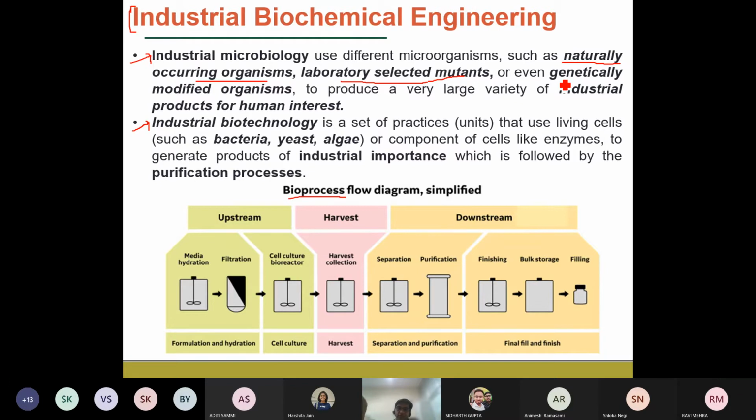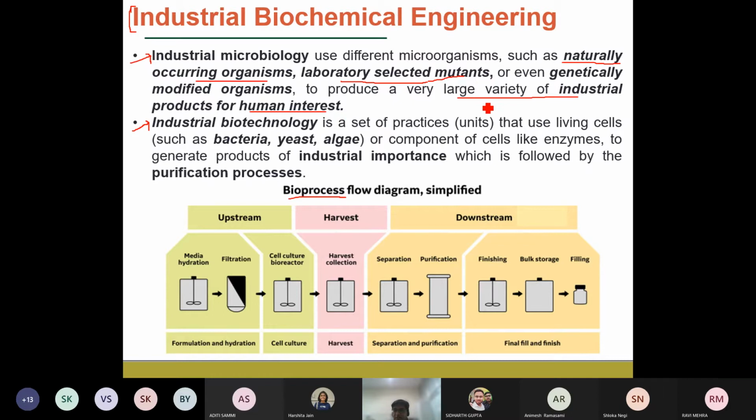So what we do is take that gene from that bacteria or microorganism and insert it into a vector. We will look into what a vector is later. Then we genetically modify this E. coli or any microorganism and grow it under controlled conditions in the labs. Through this, we can produce a large variety of industrial products, depending upon our interest. Depending on human interest, lots of such chemicals are being produced using genetically modified processes or techniques. We'll look into those examples.